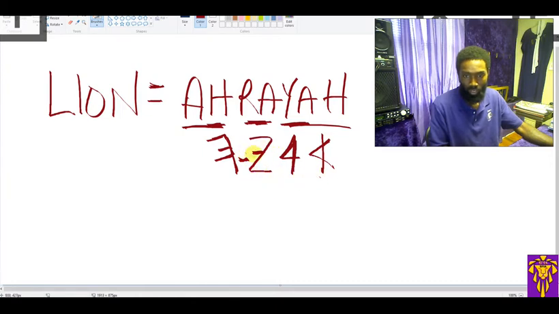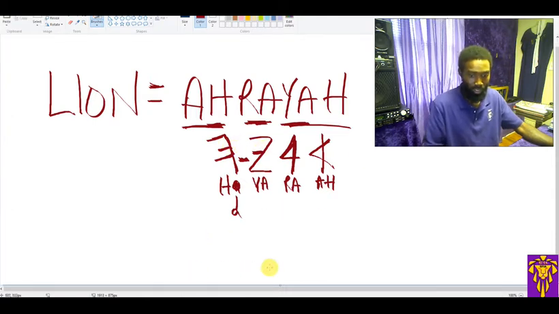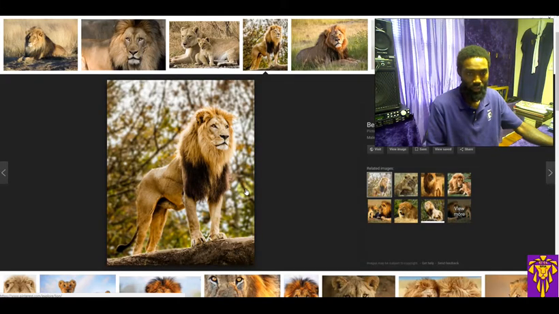Now, once you bridge these together, because you have A, Ra, and then you have Ya, and the H, Ha. Once you bridge these together, remember that that A is going to drop. So there you have it, Ya, because these are bridged together. So that's Araya. That's how you say Araya. That's how you say lion. Araya, that is the lion.